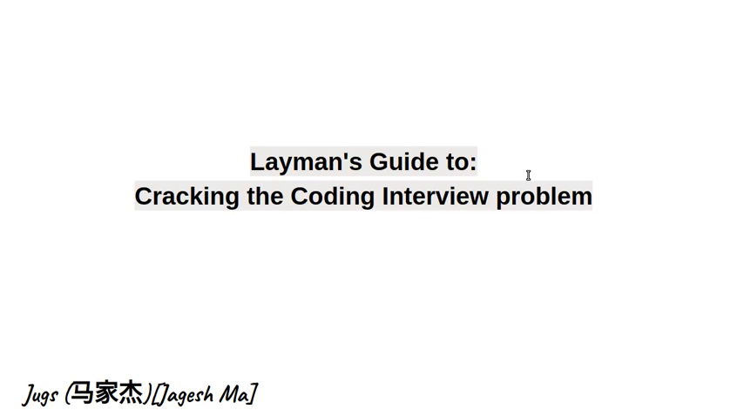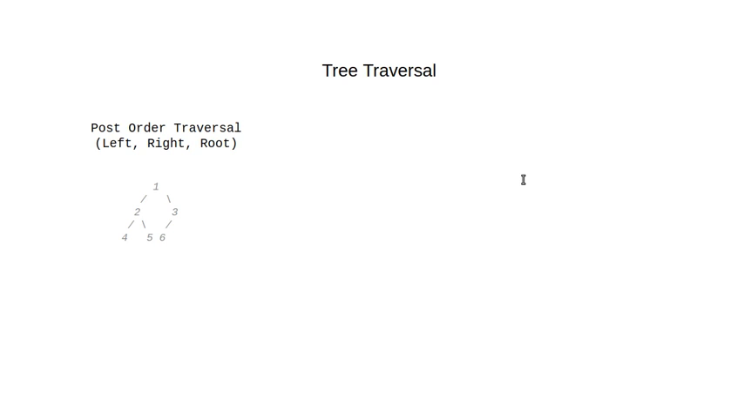I'm Jox, and today we're going to be dealing with some tree structure problems. Basically, I would say it's a tree traversal problem. So we have the post-order tree traversal. The way it works is left, right, and then the root.